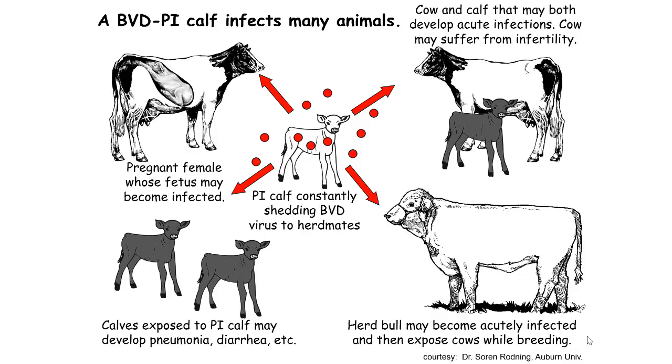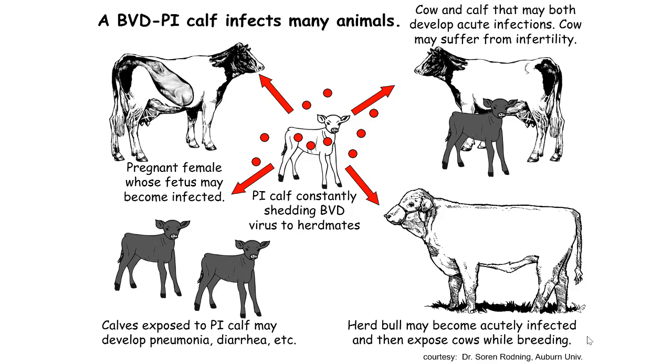Okay, so now we've got our PI calf on the ground. The little calf in the middle is what we're trying to show. This is a PI calf. Again, it constantly sheds the virus. We used to think these calves would die real soon after birth, and many of them do. But 20 years ago, we found a pretty high-dollar bull in a bull stud that was actually a persistently infected animal. So a lot of our thoughts have changed over the years and are continuing to change about BVD. It's a very complex subject.